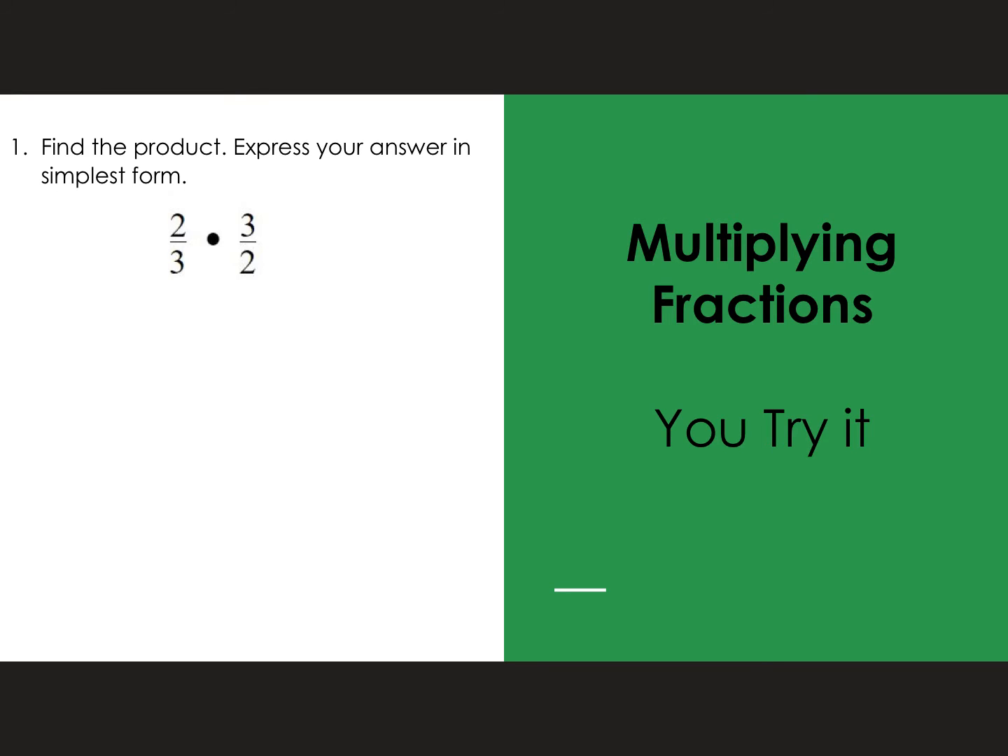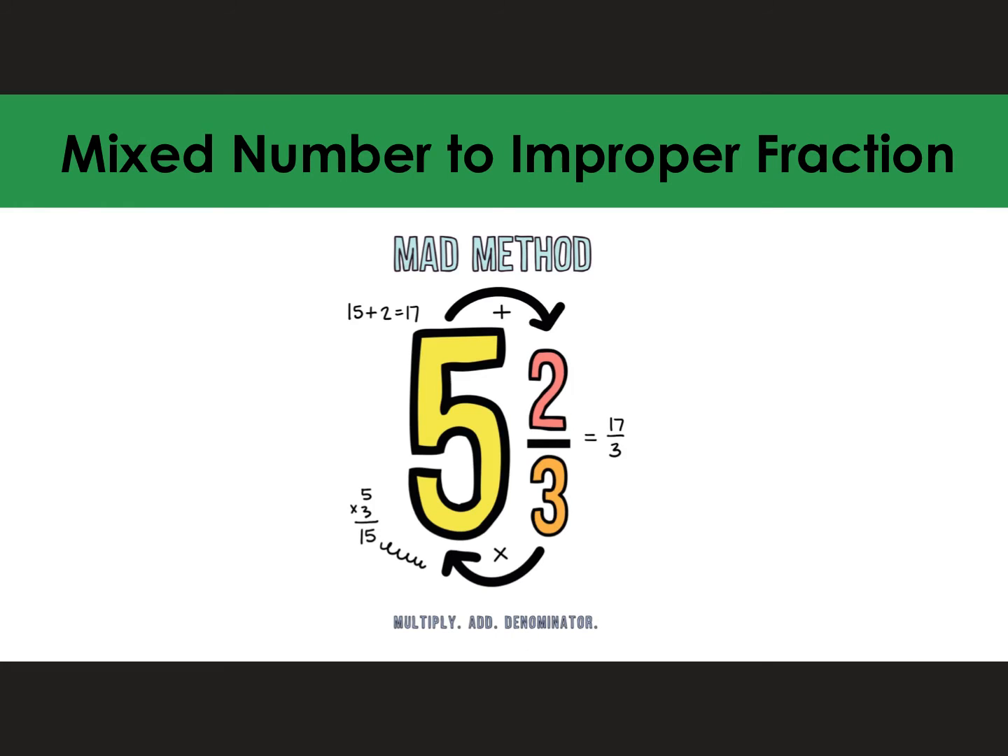You try it. Mixed number to improper fraction. So the MAD method: multiply, add, and then the denominator. So how that works, we multiply the 5 times 3. That's over here. So we're going to take the whole number times the denominator, and then we add the numerator, and we put it all back over the denominator.